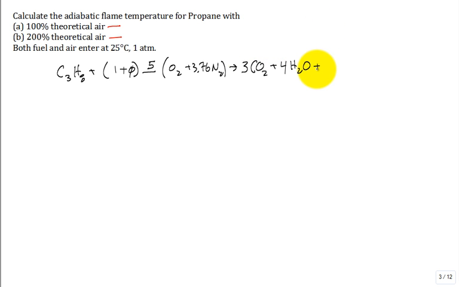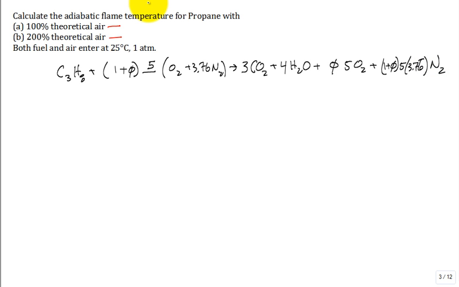And then I come out and I'll have phi in general. Now I'll have phi times 5 O2s, and 1 plus phi times 5 times 3.76 N2. Does that look general? Good. Now, for the first case A, what should phi be? 0. And for the second case, what should phi be? 1. You're good.